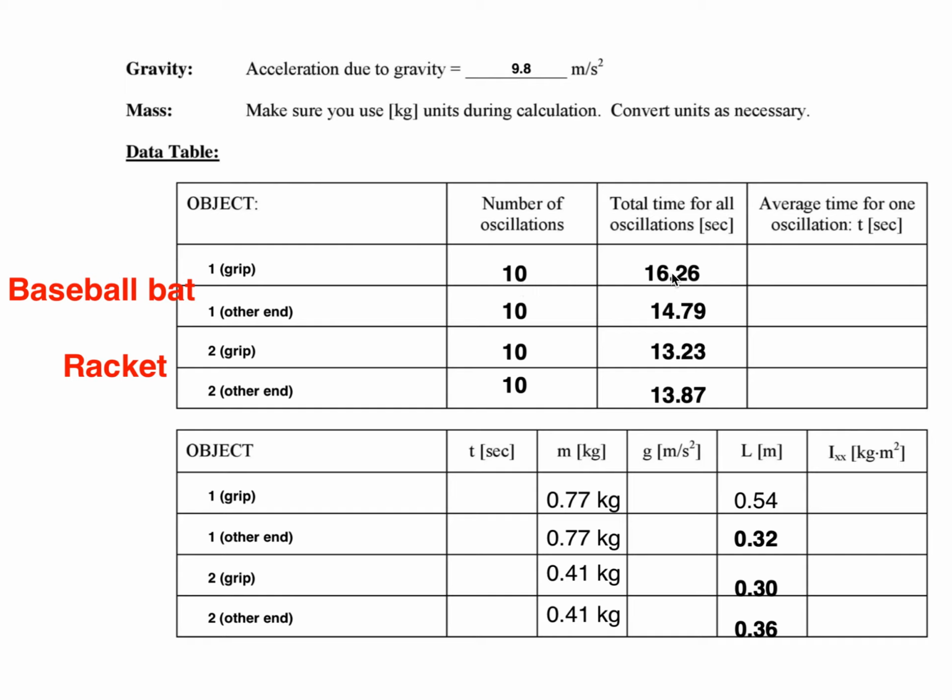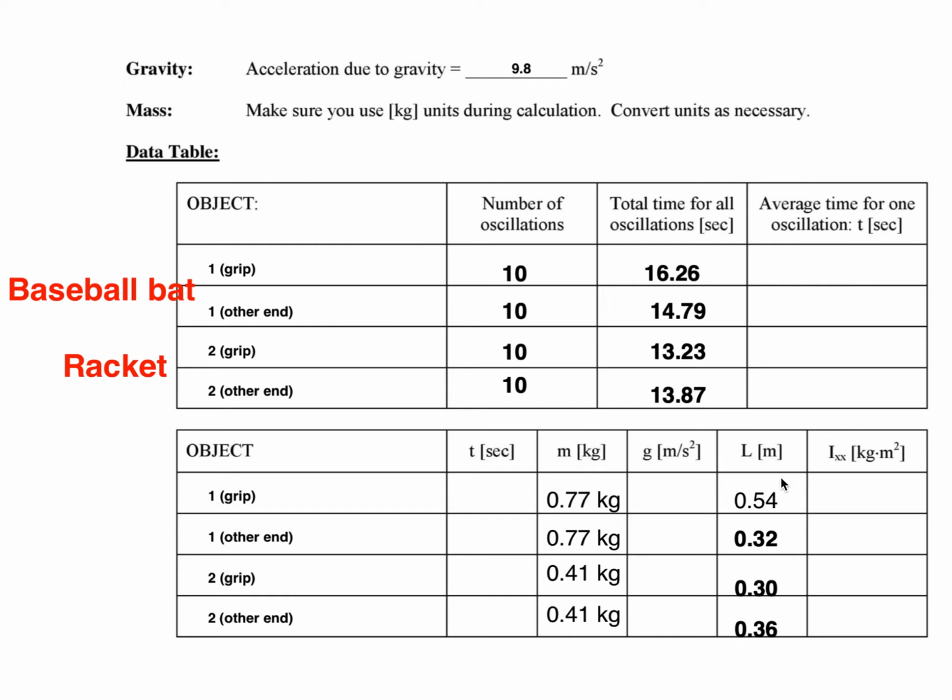So you divide 16.26 by 10. That's how you get the average time for one oscillation. That is T, which you plug into the equation. And also, you have L, which is the center of mass to the axis of rotation. So, for the baseball bat, the center of mass to the grip is 0.54 meters, and the center of mass to the head, or to the other end, would be 0.32. So actually L is different, which means the moment of inertia should be different, right?